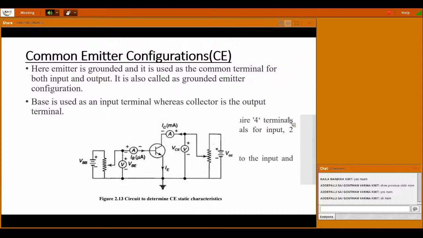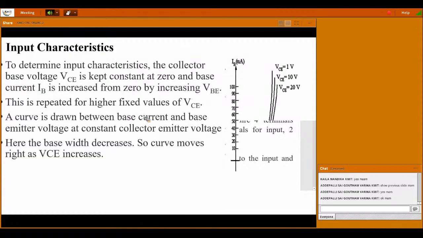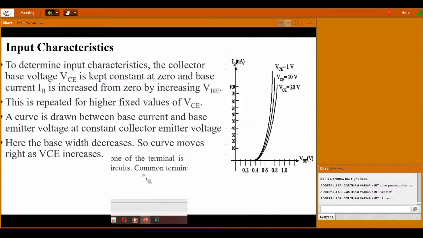Hence, it is named the common emitter configuration, or also the grounded emitter configuration. Base is used as the input terminal, whereas collector is used as the output terminal. As with our earlier input characteristics, we now find the characteristics of the common emitter configuration. We draw a curve between the input voltage and the input current. Input voltage in a common emitter configuration is VBE and input current is IB, where IB is in the range of microamps and VBE is in volts, the base to emitter voltage.